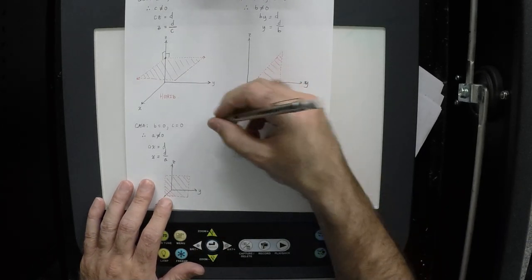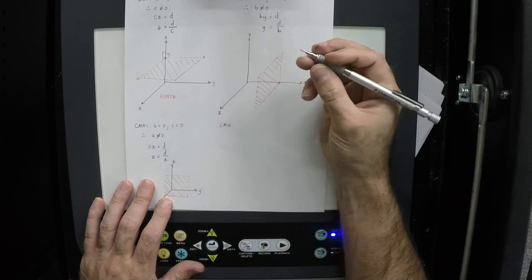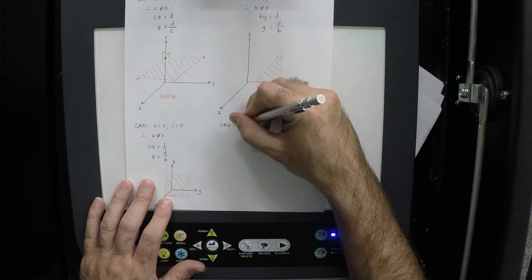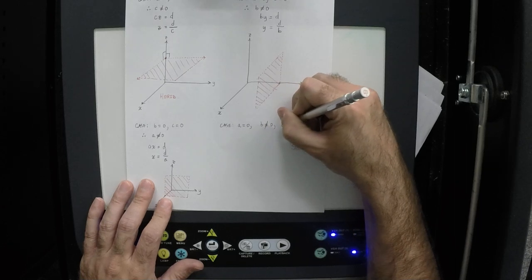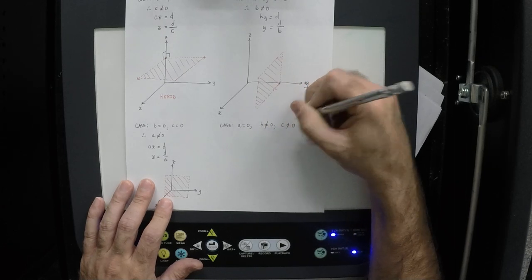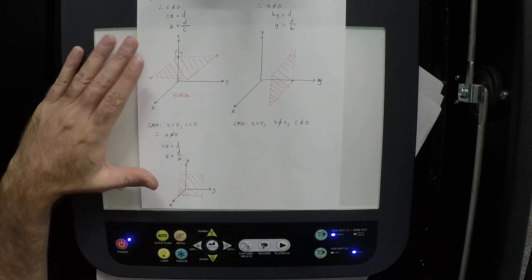So now let's consider the case when A is 0, B is not 0, and C is not 0. So we did all possibilities when two of them are 0. So now we're considering a case when just one of them is 0. Just one of them is 0.